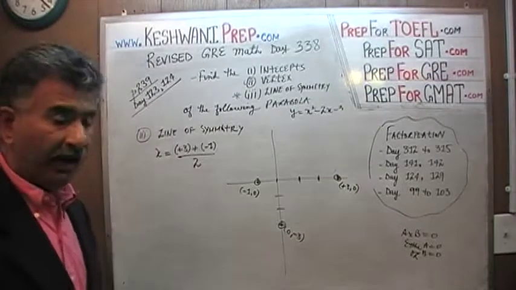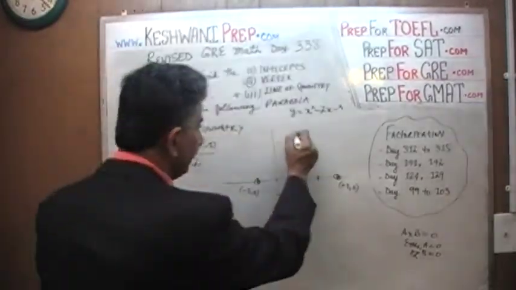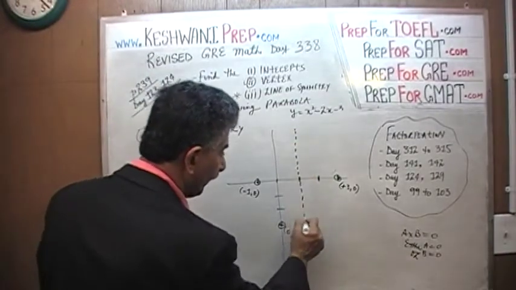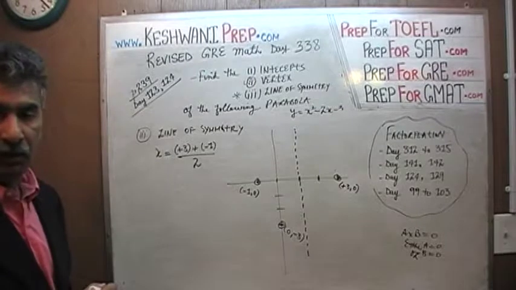Where is it going to cut the graph? Where is the midpoint between negative 1 and positive 3? The midpoint is right here. We don't have to do all of this mumbo jumbo. What I'm doing here is childish. We shouldn't have to do this.